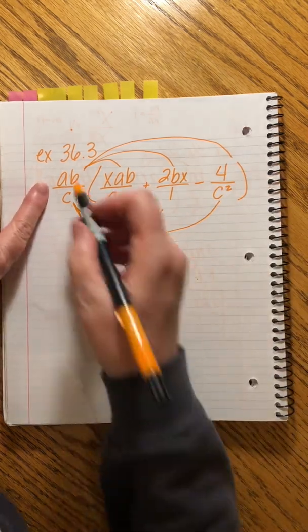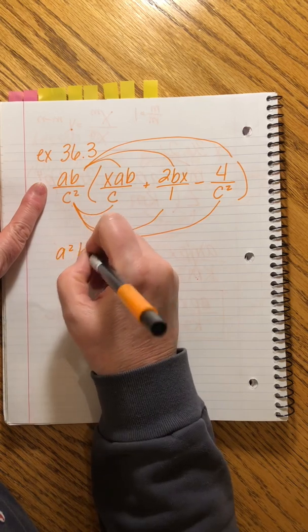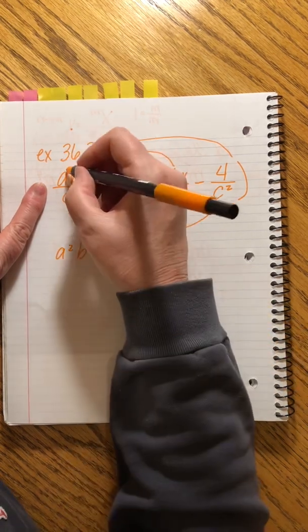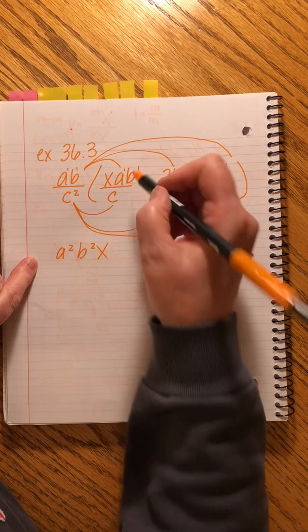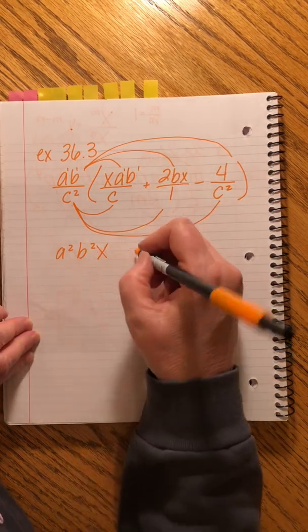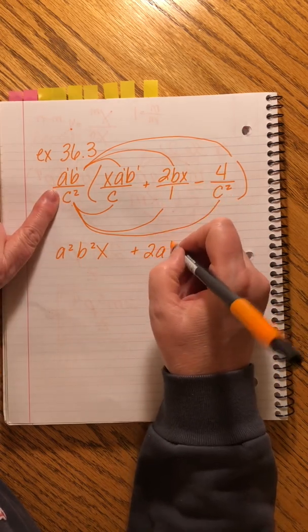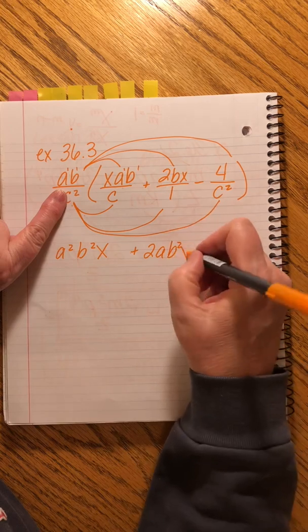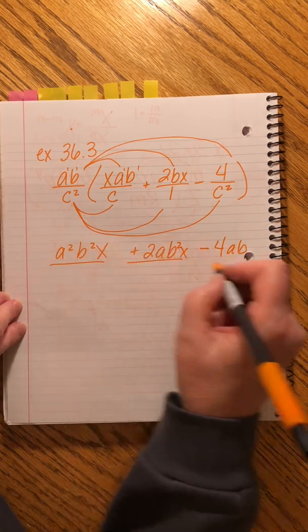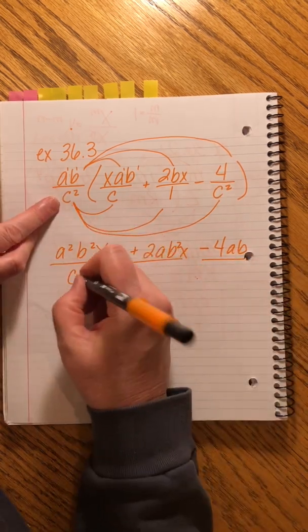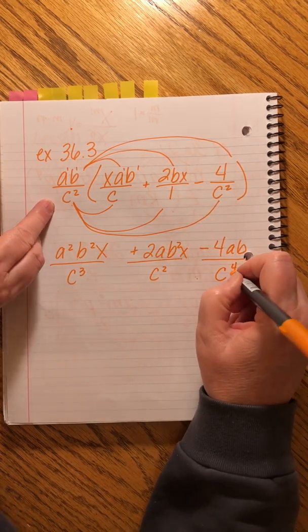There we go. So let's start multiplying, all right? I'm gonna fix this to be alphabetical. So I'm gonna go A squared, B squared, X. And again, if I want to, I can go, oh look, 1 plus 1. The B's, 1 plus 1, right? You can if you want to do that. And then let's do the next one. Plus, number goes first, 2AB squared X minus 4AB. Okay, let's do denominators now. C to the 3rd, C squared, C to the 4th.